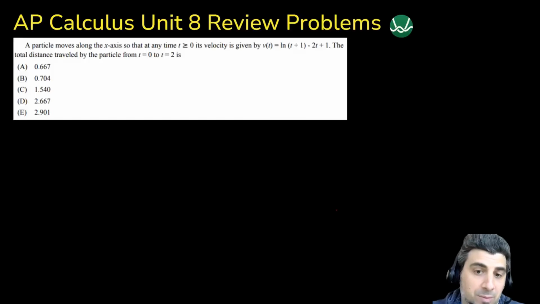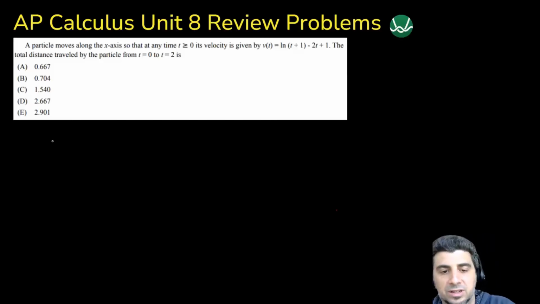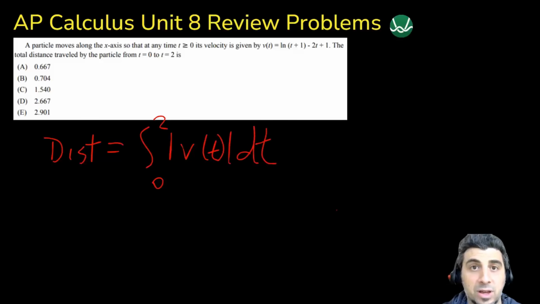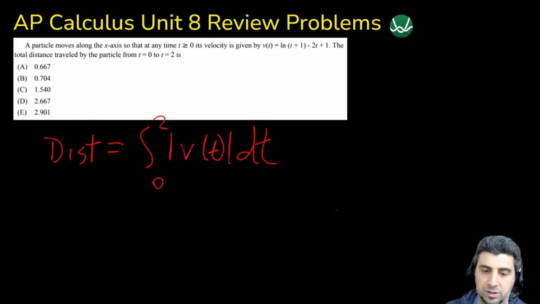All right, next one. Here we have a Desmos permitted question. A particle moves along the x-axis so that at any time t greater than 0, its velocity is given by v of t, which is that mess there. The total distance traveled by the particle from 0 to 2 is, well, this isn't free response, but I'm going to show you in notation what you would want. Total distance is equal to the integral from 0 to 2 of the absolute value of v of t dt.